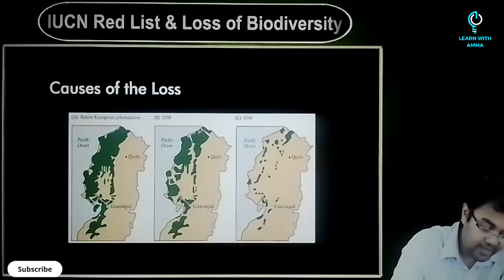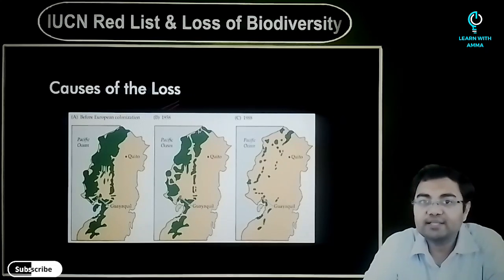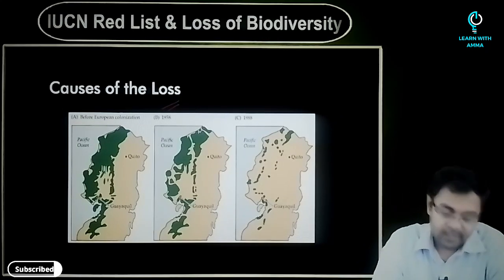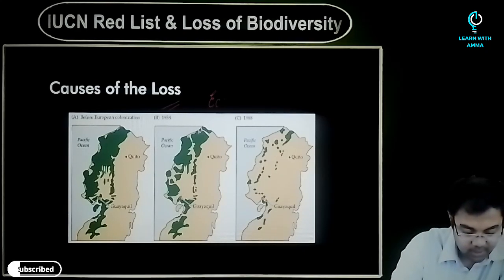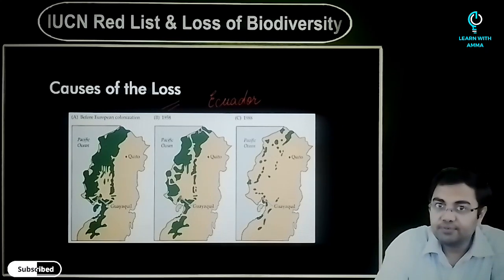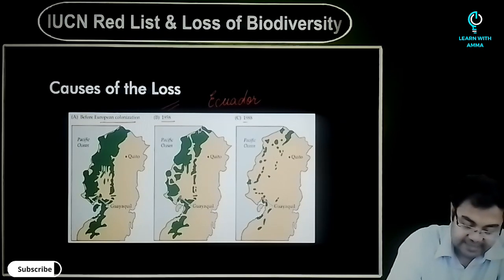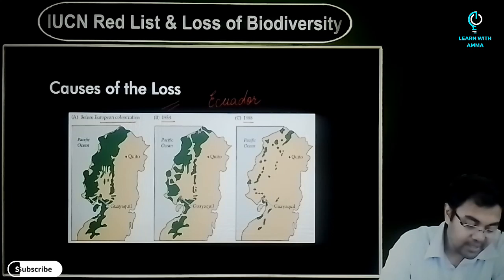So first of all, we have H, that is habitat destruction. Try to look at the image that you have on your screen. We are looking at three different eras, and this is basically the map of, I hope you know, Ecuador. So when we talk about Ecuador, we are looking at three different eras: first, before European colonization, then in 1958, and the third evaluation that was done in 1998. So what you're looking at is a huge green patch, right?